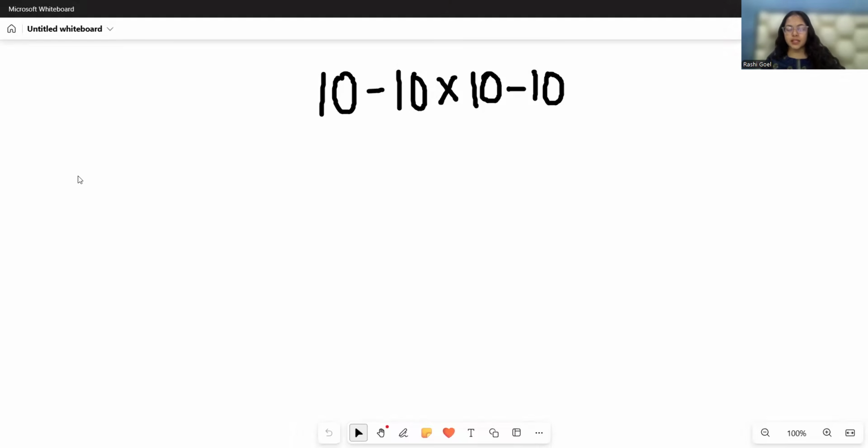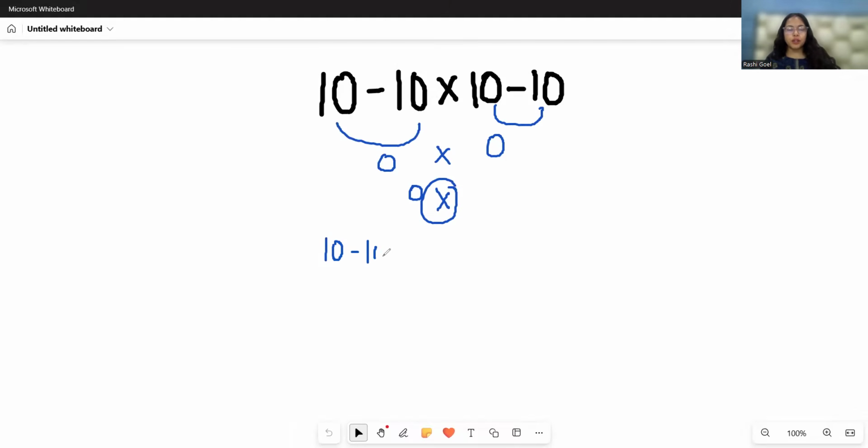So most people get this math question wrong. Why? Because they solve it as 10 minus 10 as 0, and 10 minus 10 as 0, and 0 times 0 as 0, which is the incorrect answer and incorrect approach. Yes, you had it right.